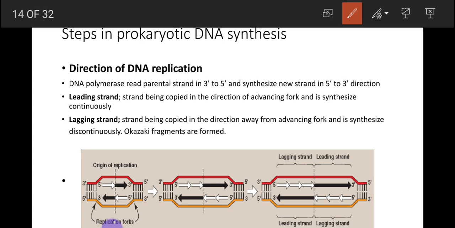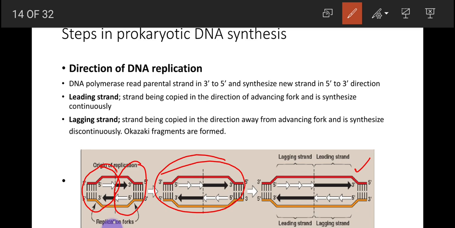Direction of DNA replication. DNA polymerase reads the parental strand in the 3 to 5 prime direction and synthesizes the new strand in the 5 to 3 prime direction. Here you are seeing that two replication forks are formed, 1 and 2, right? And this is the proceeding process. And in the replication fork, I have told you before that two types of strand are produced. One is the leading strand.